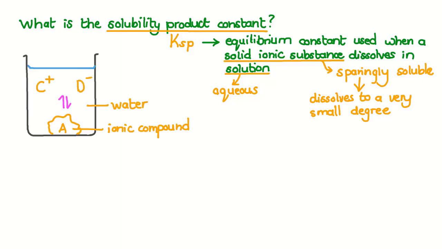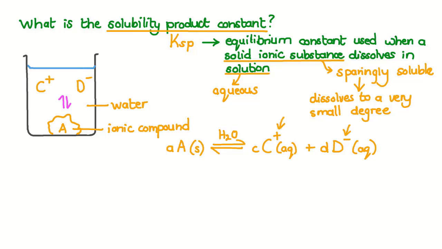So, for an ionic compound, let's call it A, in equilibrium in aqueous solution with its ions C plus and D minus, the equilibrium equation would be A solid in water giving C plus aqueous plus D minus aqueous. Of course, the charges on these ions may vary. They may be 1 plus or 2 plus or 3 minus, depending on the ionic compound. So for simplicity, let's just remove the plus and minus signs for now.